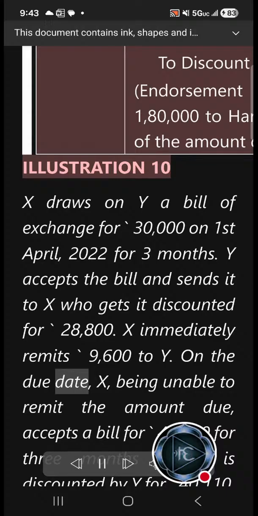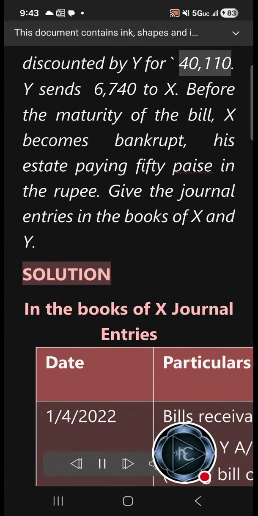On the due date, X, being unable to remit the amount due, accepts a bill for 42,000 for 3 months, which is discounted by Y for 40,110. Y sends 6,740 to X. Before the maturity of the bill, X becomes bankrupt, his estate paying 50 paise in the rupee. Give the journal entries in the books of X and Y.